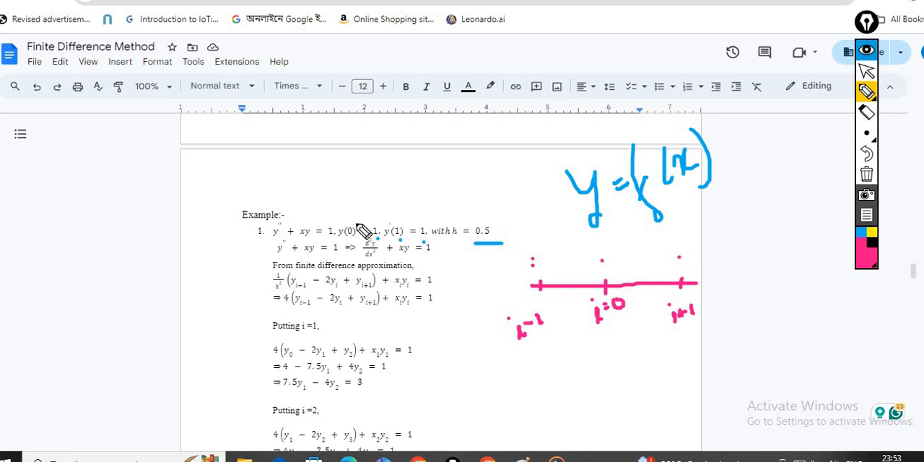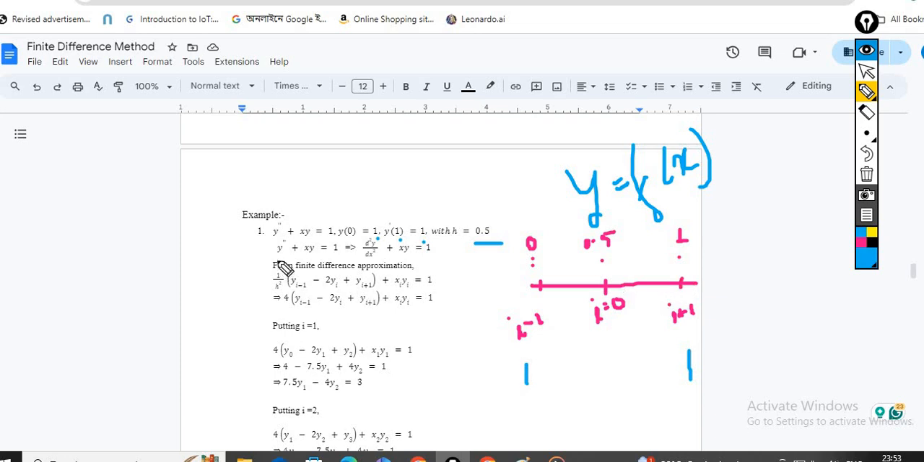So if this is x0, the value here is 0. Then the step size is 0.5. If you add 0.5, this will become 0.5. And the next point is 0.5 plus 0.5, which is equal to 1. So now these two values are given. In this formula, the y value at that point and at that point is given. You need to find the solution for this particular case.